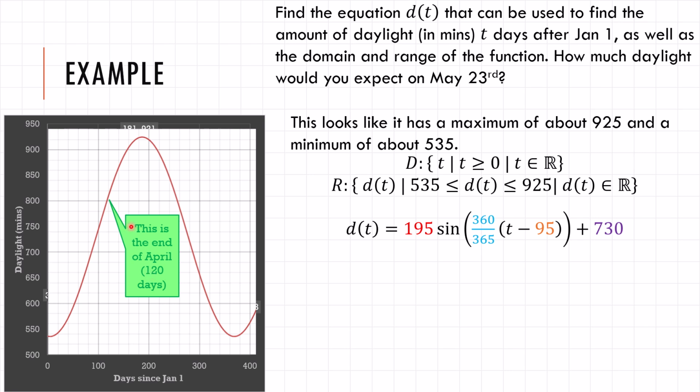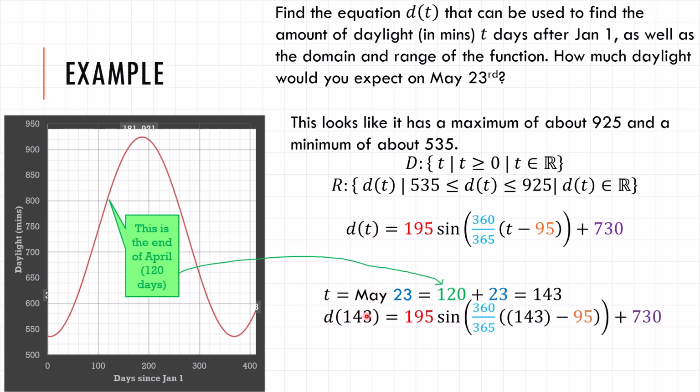At the end of April, which was 120 days after January 1st, if I want to find out the number of minutes of daylight on May 23rd, this day would be 23 days after the end of April. So if I take my 120th day, which is April 30th, and I add 23, I would get May 23rd. And so the value of t that I'm looking for, the number of days since January 1st on May 23rd, would be 143 days.